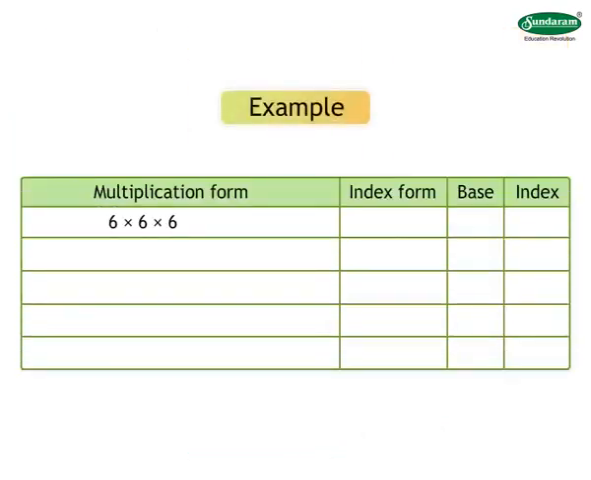Example: 6 into 6 into 6. 6 to the power 3 is the index form. 6 is the base and 3 is the index. 4 into 4 into 4 into 4. 4 to the power 4 is the index form. 4 is the base and 4 is the index. 5 into 5. 5 to the power 2 is the index form. 5 is the base and 2 is the index.